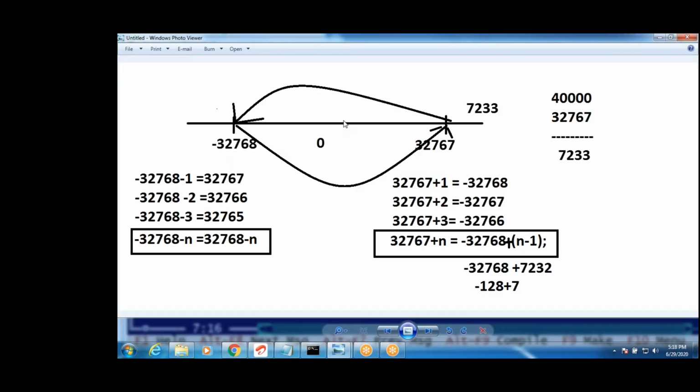Again it goes back to minus 32,768. Like this it comes again one by one value. Minus 30,000, minus 20,000, minus 10,000, minus 5, minus 4, minus 3, minus 2, minus 1, 0. Whenever it is 0, like this again 1, 2, 3, 4, infinite times it executes.